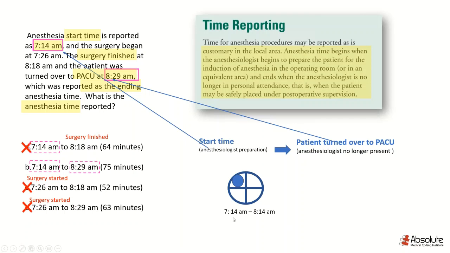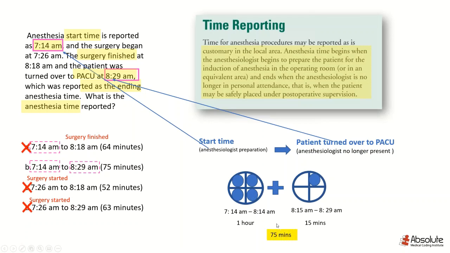We're calculating it. We're going 7:14 to 8:14 because that's 1 hour. If you haven't used a little circle, and it works for you, you can divide it up into 4 quadrants for 15 minutes each. So 4 of those will give you an hour. We have a little left over from 8:15 to 8:29. That's indeed another 15 minutes. We know that every 15 minutes is a unit of time for anesthesia. So we have 1, 2, 3, 4, 5 of those. 75 minutes, and that gives us our answer of B.